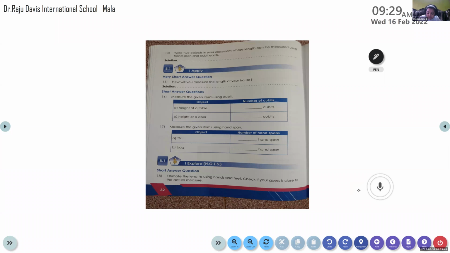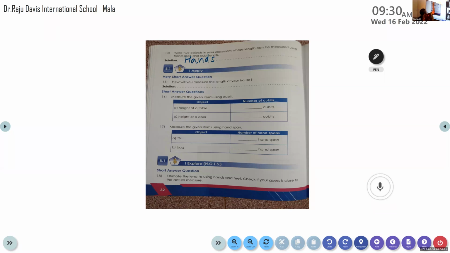Write two objects in your classroom whose length can be measured using handspan and cubit each. So you have to write any two objects in the classroom whose length can be measured using handspan or cubit. So will you tell me two object names? Let's write first of all handspan. Tell me two names.